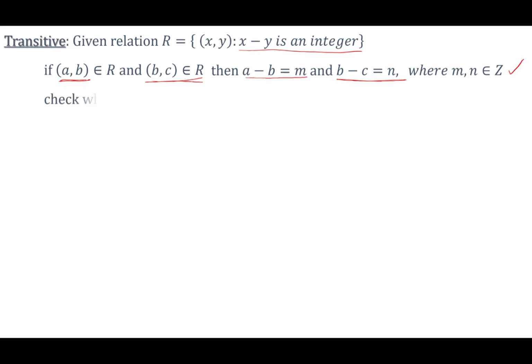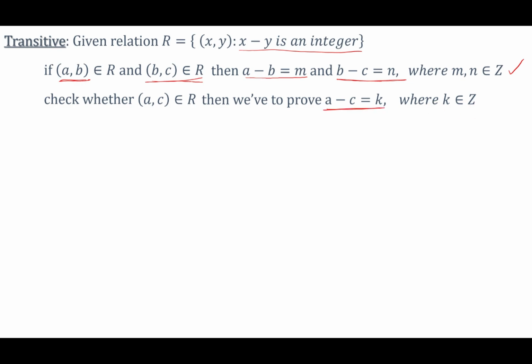Now we have to check whether (a, c) belongs to R or not. To check (a, c) belongs to R, we have to prove a minus c equals some constant k, where k is any integer. This is what we have to prove. Now, check, we have a minus b equal to m and b minus c equal to n. This is what we have. From these two equations, try to solve for b.